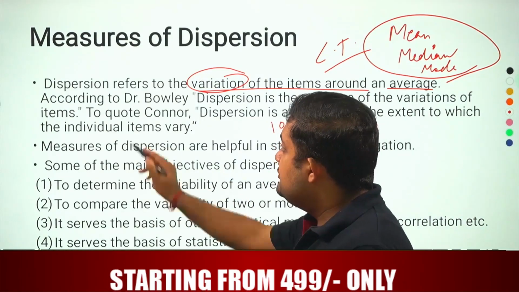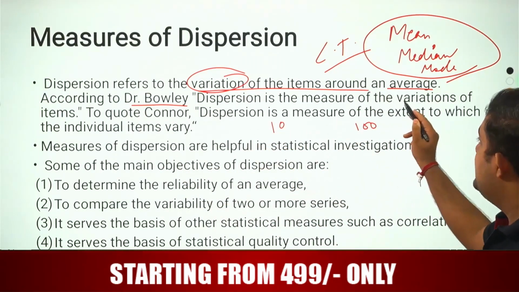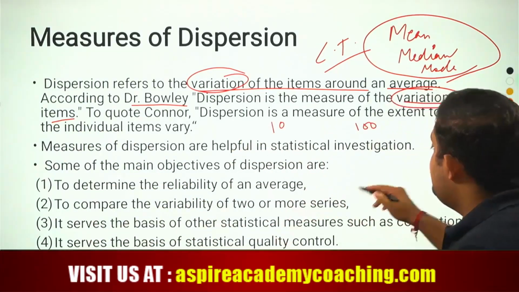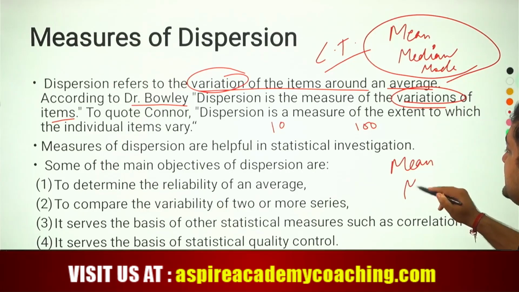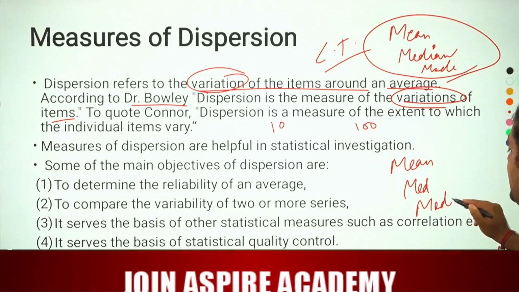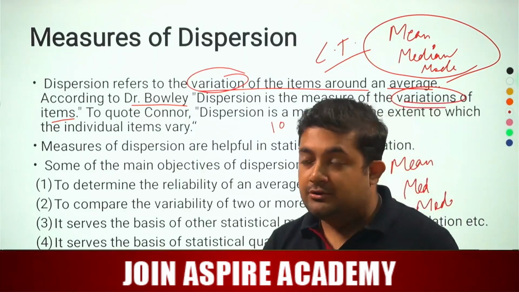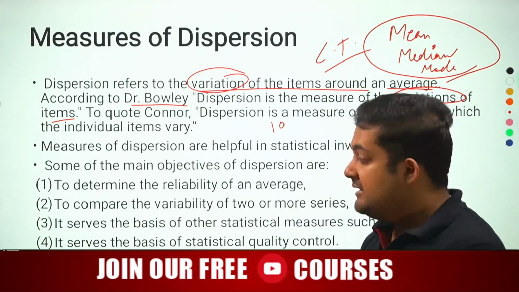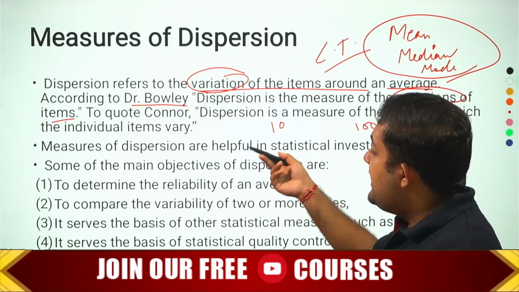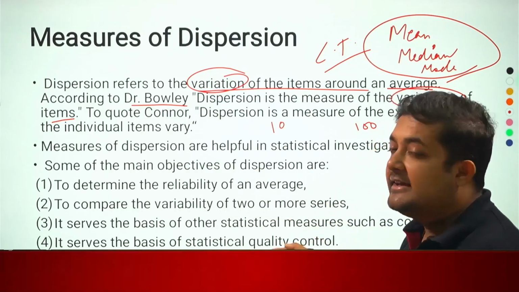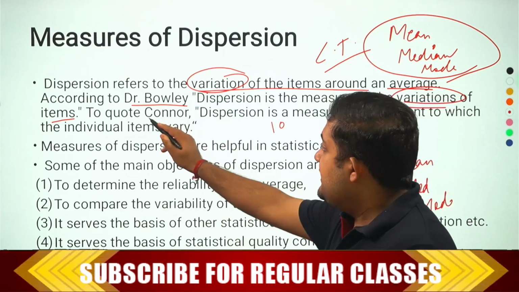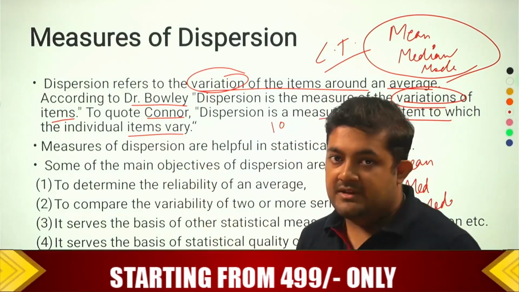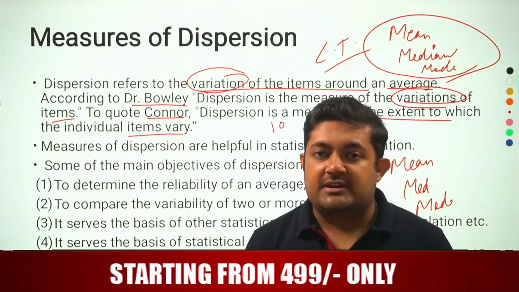According to Dr. Bowley, dispersion is the measure of the variation of items. Like you calculate mean, median and mode, we have items. The calculation of mode is different, median is different, and for mean we directly sum. So to see the variation of those items, what do we need? Dispersion. And Connor says, dispersion is a measure of the extent to which the individual items vary. These are some definitions given by statisticians.